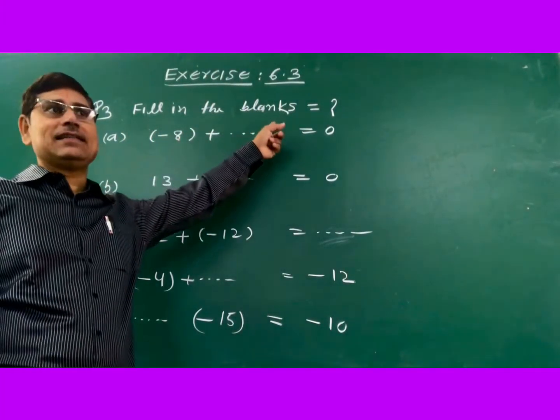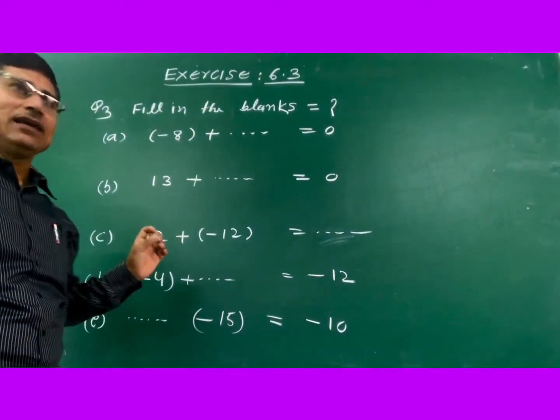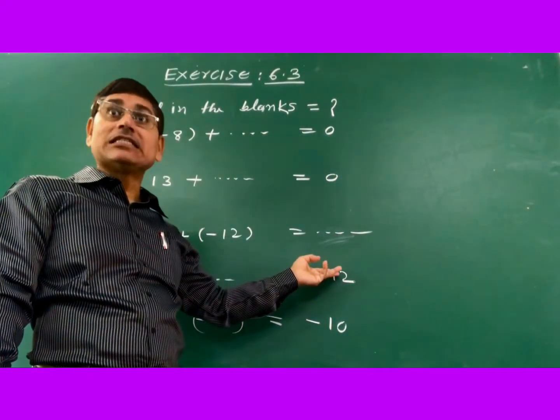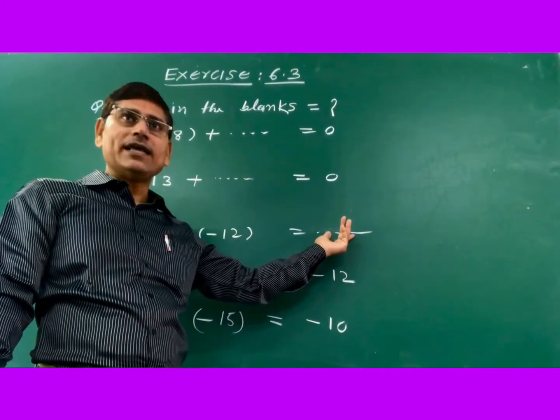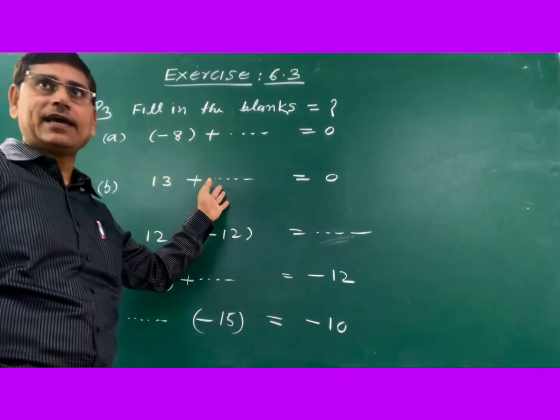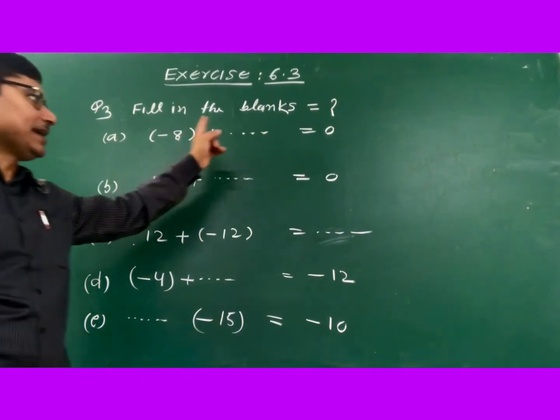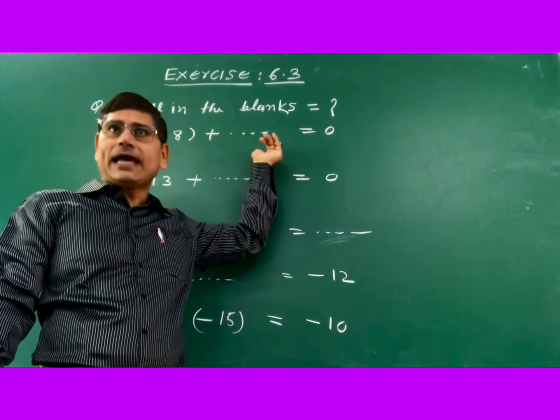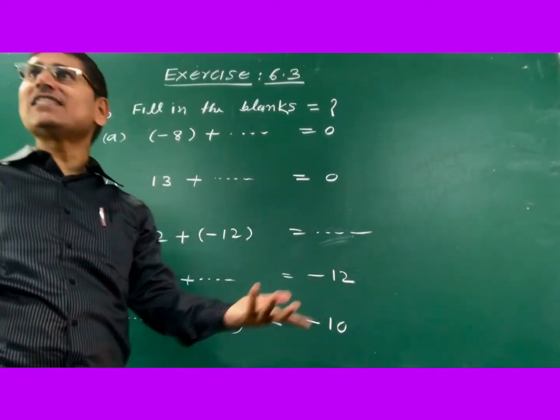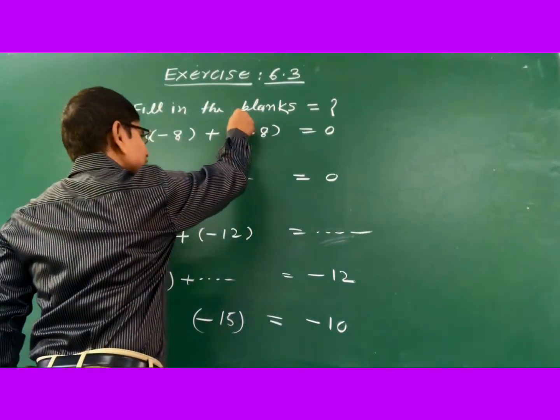This is question number 3. Again fill in the blanks, but here you will fill integers. Okay, so here the result is given on the right hand side. Here the result is required, and here the result is given. So what to fill here? First part, question A, -8, and then the result should be 0. What do you add to -8 to get the result 0? +8. Okay, very nice answer. +8 is the requirement.